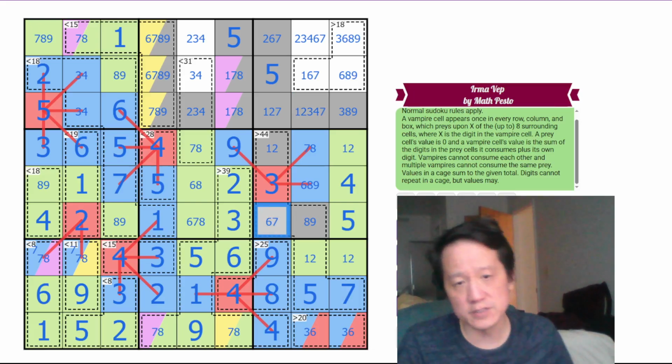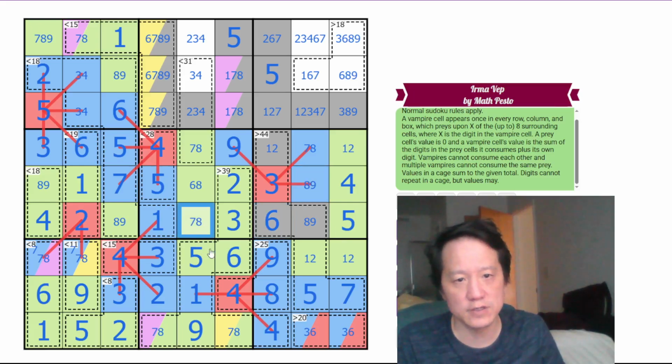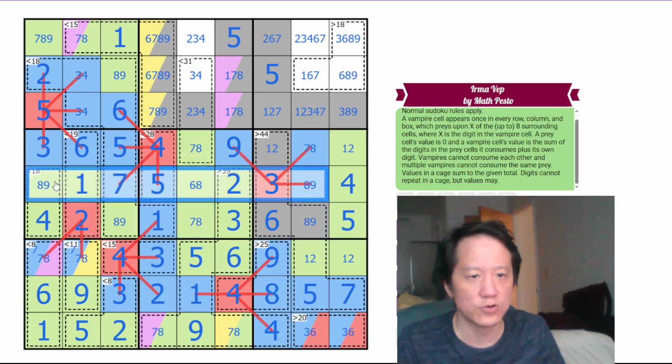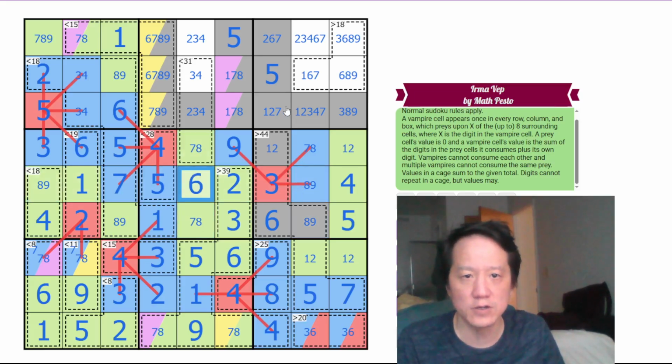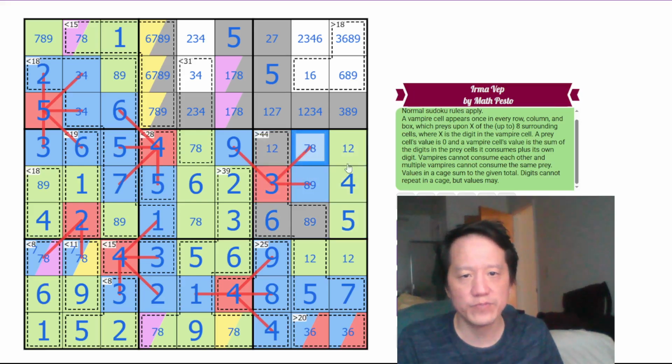This 7 means this can't be 7, so this is 6, which means this can't be 6. Where's the 6 in row 5? It has to be here. That means 7 has to be one of these two. That means 7 cannot be any of these three. We have an 8, 9, 8, 9 pair, which eliminates 8 and 9 in the rest of the column. So this can't be 8 or 9. This is 7, which makes that 8, which makes this 7.